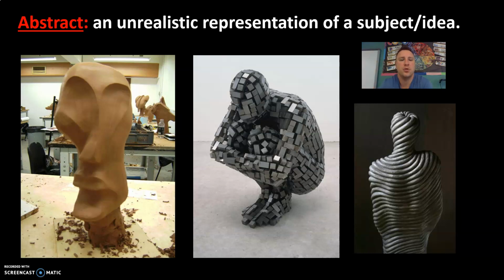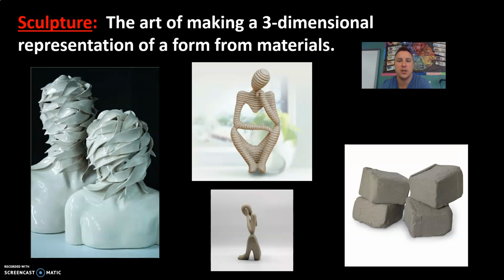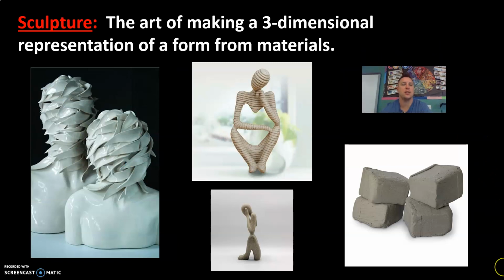The first two images represent a subject, like the human form. The image on the bottom right kind of represents a subject, but I think it's more representing the idea, the message behind why it was designed that way, why it might look like a human form, but specifically why it's created in that coil type fashion. So again, abstract could be a representation of a subject or idea, just not in a realistic way.